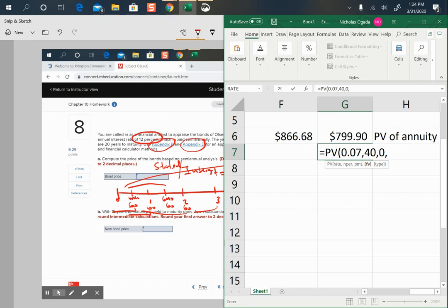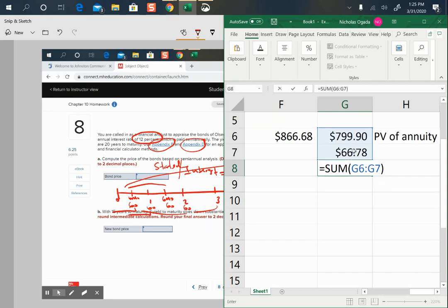And therefore the future value is 1,000. Again, we're assuming this is at the end of the period. By doing so, this will give us the present value of that $1,000. Then what you do is determine the value of this bond. You just have to sum the two values, the present value of the annuity and the present value of the face value.